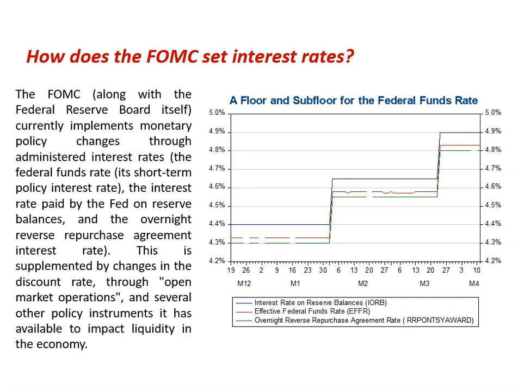How does the FOMC set interest rates? The FOMC, along with the Federal Reserve Board itself, currently implements monetary policy changes through administered interest rates: the federal funds rate, its short-term policy interest rate, the interest rate paid by the Fed on reserve balances, and the overnight reverse repurchase agreement interest rate. This is supplemented by changes in the discount rate, through open market operations, and several other policy instruments it has available to impact liquidity in the economy.